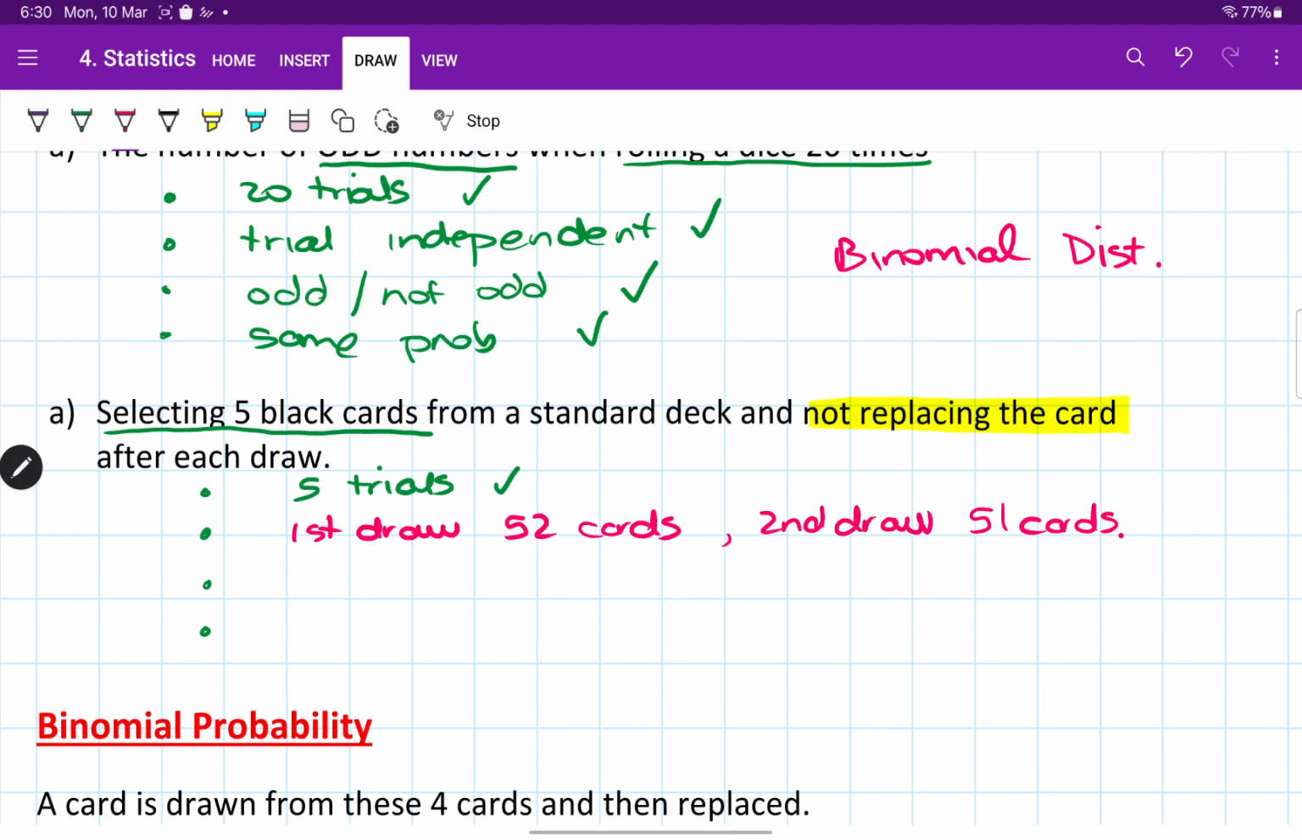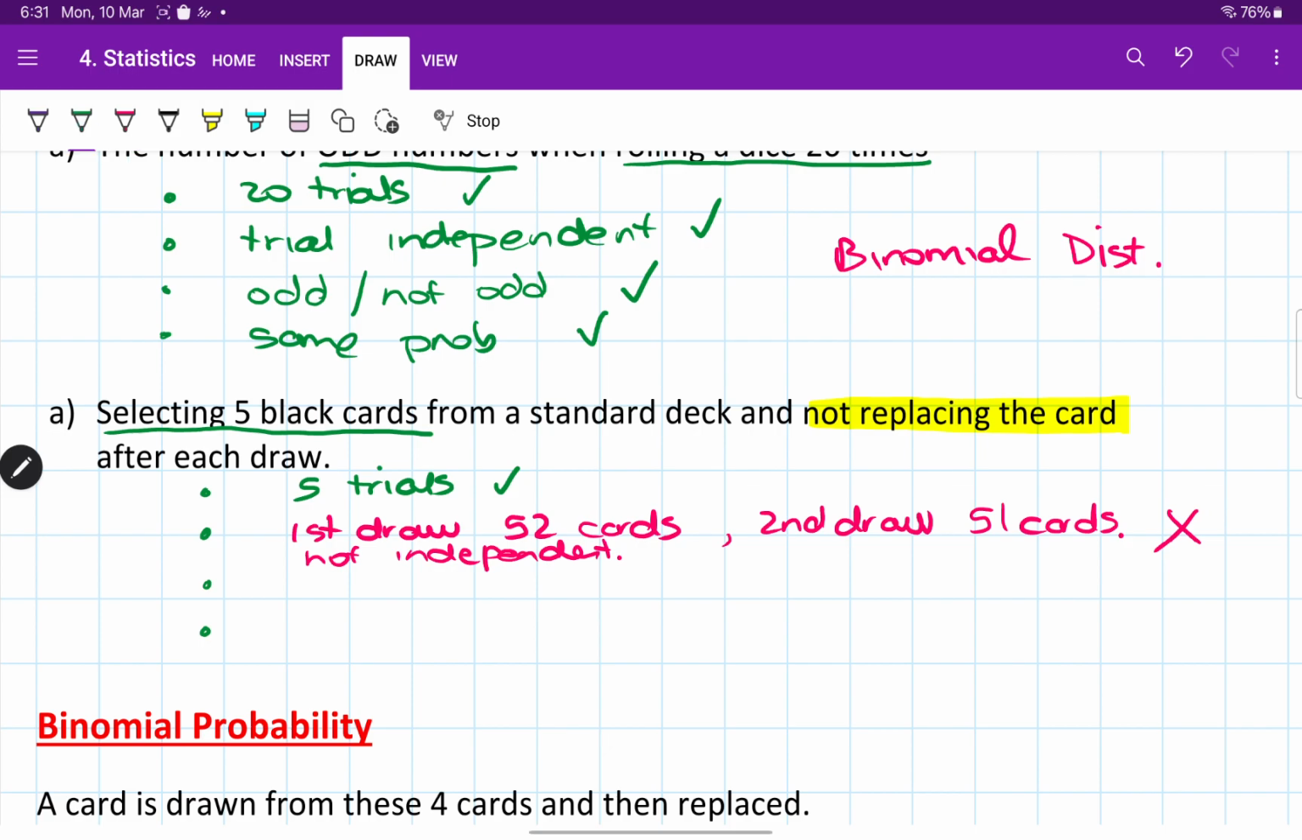It changes it. So what you get on the first draw directly affects what you can get on the second draw. If I draw out a black card in the first draw, there are now fewer black cards in, so the chance of getting a red card increases. So it is not independent. Not independent. Okay, so first cross there. Let's have a look at the next one.